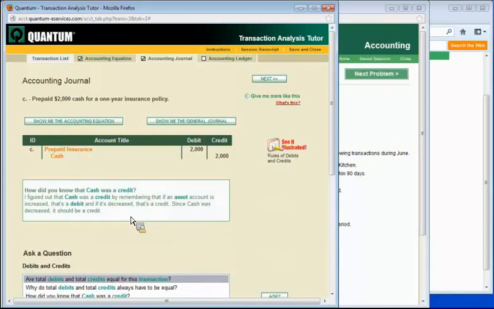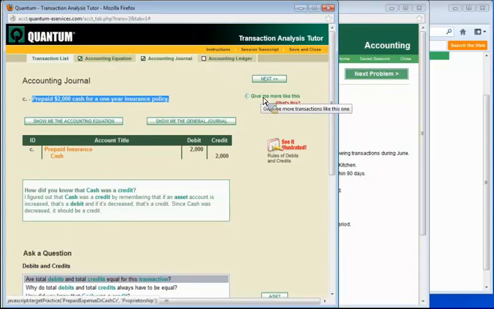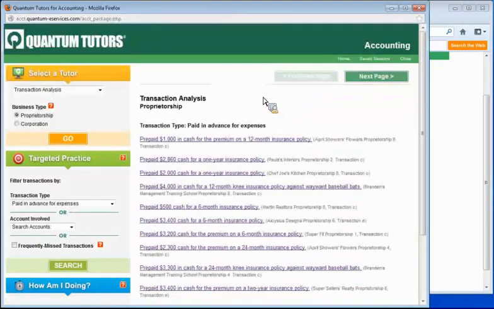move on. But let's say that as a student, there was something about this transaction that gave me difficulty, and I don't know why. I don't know what accounts are involved. I'm just learning. Well, we also have this feature that says, give me more like this. So if I click on that, what that does is, back on our problem selection area, rather than there being full problems, we have these pay in advance for expenses, only those types of transactions. And we call that targeted practice.